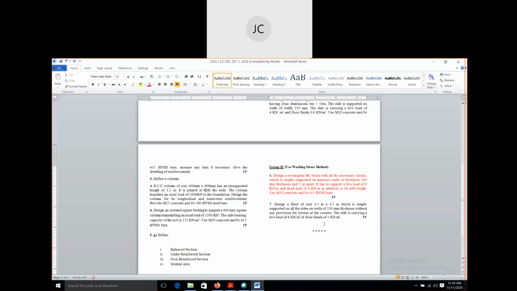Design a rectangular RC beam, reinforced concrete beam, with all the necessary checks, which is simply supported on masonry walls of thickness 300 mm and 5 meters apart. It has to support a live load of this much and a dead load of this much, in addition to its self weight. Use M20 concrete and Fe415 HYSD bars. All of you will try to solve this question, but if you have any doubt in any step, you can always ask me.